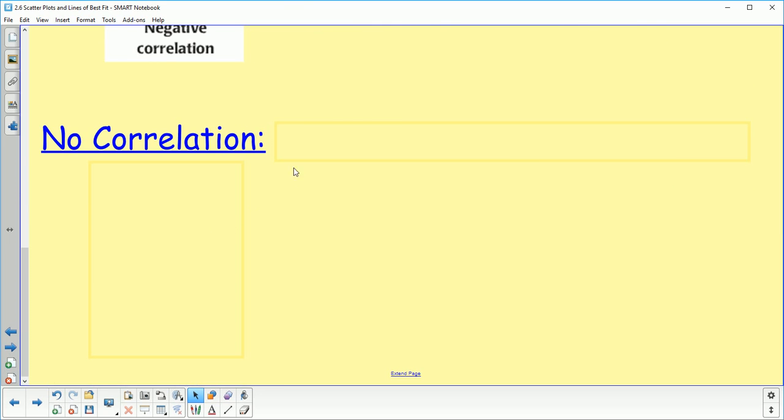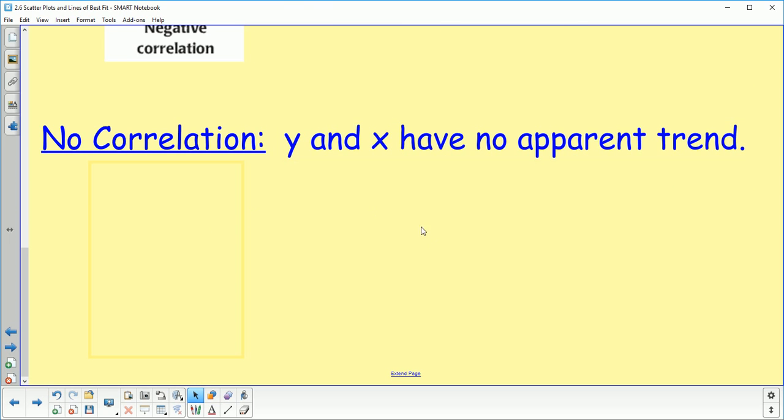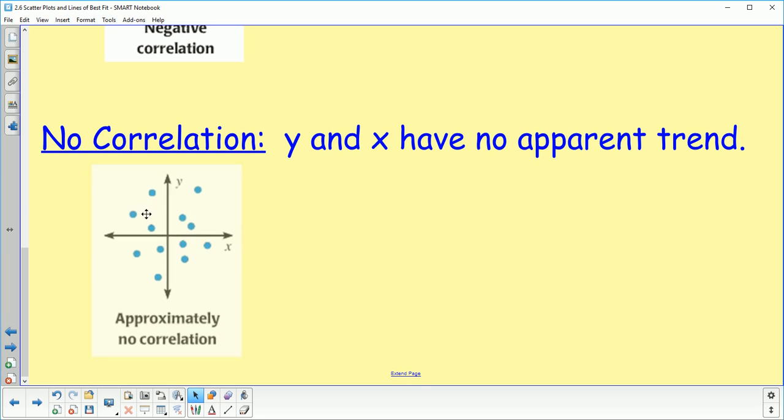No correlation would be that we can't see any sort of relationship between them, that as x increases, y doesn't really seem to follow either route. It doesn't get bigger, it doesn't get smaller, it doesn't increase, it doesn't decrease. And it would look something like this. As we read the graph from left to right, the points are just kind of going all over the place randomly. We don't really have an idea of how they're related, which means they're not really related.